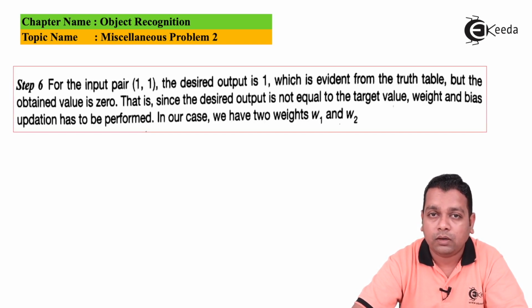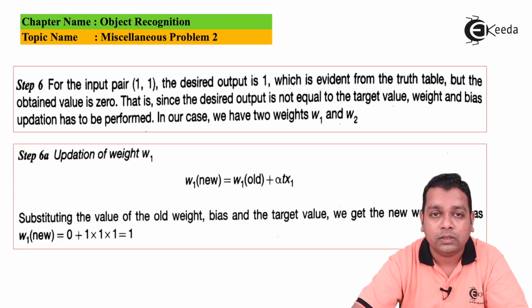For the input pair 1, 1, the desired output is 1, which is evident from the truth table, but the obtained value is actually 0. That is, since the obtained output is not equal to the target value, weight and bias updation has to be performed, and in this particular case we have the two weights designated by w1 and w2. So we carry out step number 6a here. So we update the weight w1 first of all.